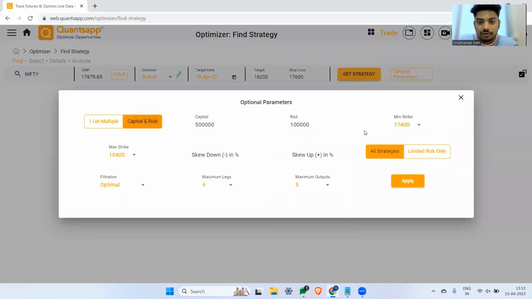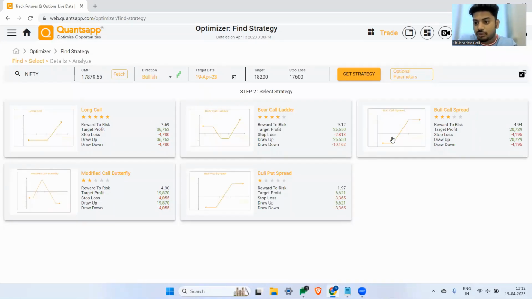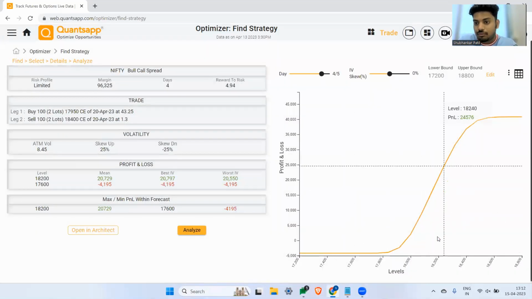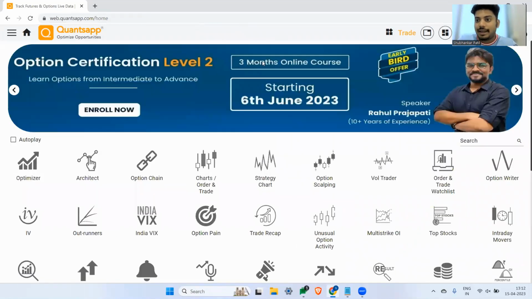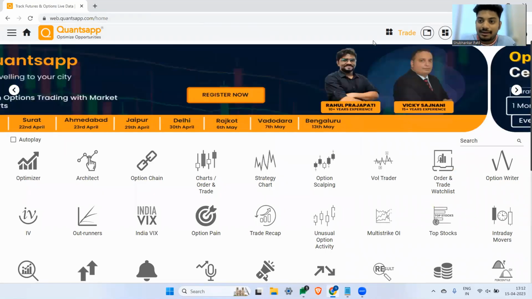Optional parameters, you can define your capital and your risk appetite. Now let's say my risk appetite is only 5,000. If my stop loss is triggered, that is the maximum loss I am ready to take. This is everything I am considering on my stop loss and the target date. You just need to apply. The optimizer will do its job and it will give us the best option trading strategy for our forecast. You can open the bull call spread and analyze at various levels how much profit or loss you would make. So do check out Architect and Optimizer and be an advanced option trader, and create, analyze and trade strategies like a pro.